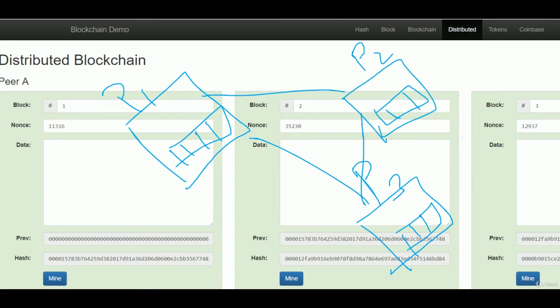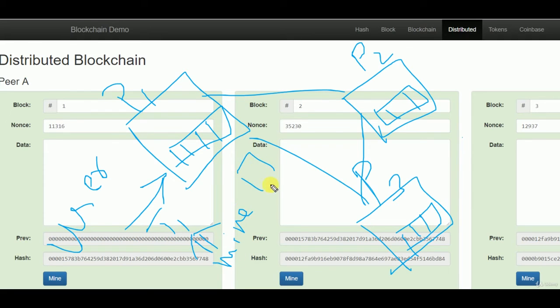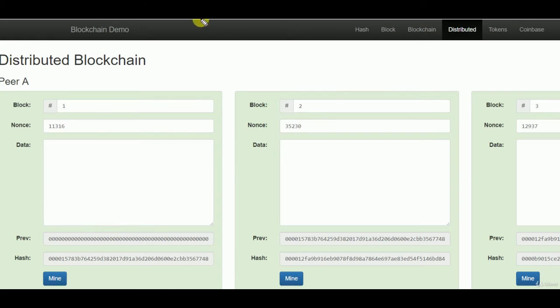Suppose when a user is making a transaction, say transaction T1, the miner will mine and create a new block and add this block, for example T1. So P1 will propagate or broadcast the information to P2 and P3. So a new block is added to the blockchain in P2 and P3 as well. That is the basic representation of this.